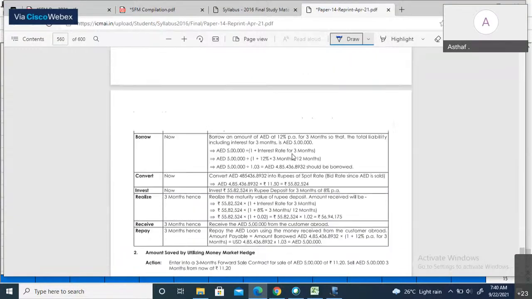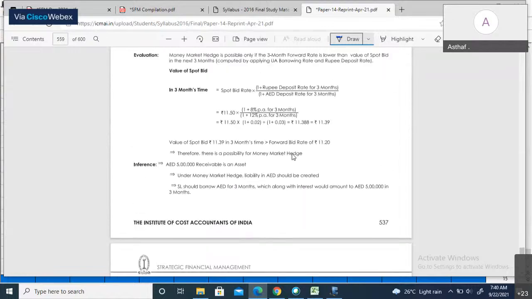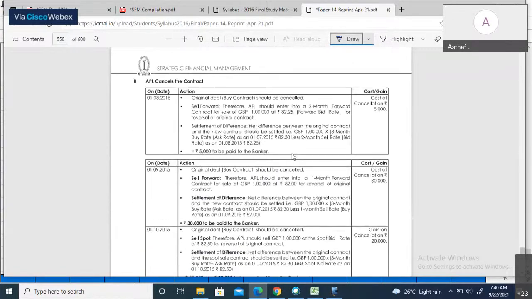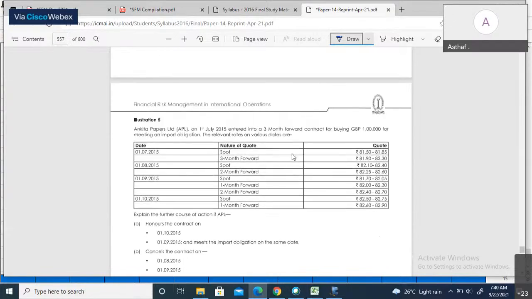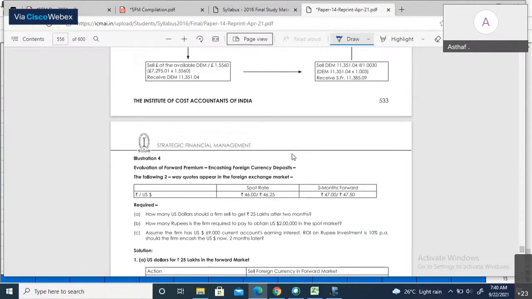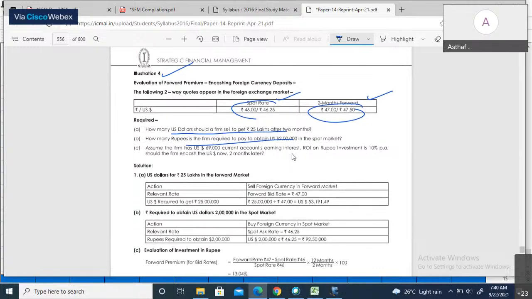If you go through any question, see this question they were doing. They are doing the same method only. Then they were discussing hedging. These are all the same thing. Here they have given the spot rate and forward rate, 2 months. So we have to practice.